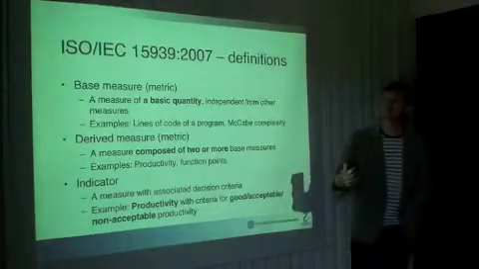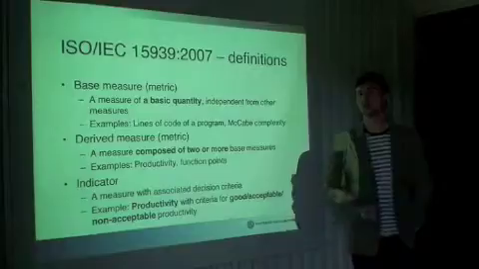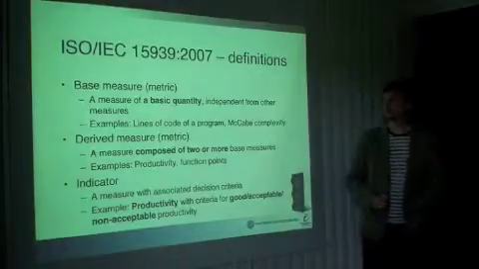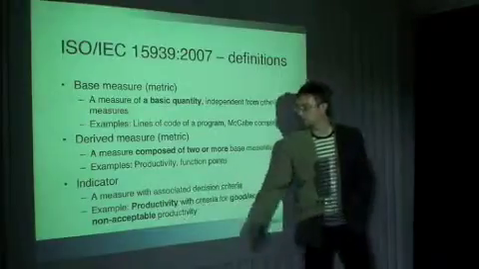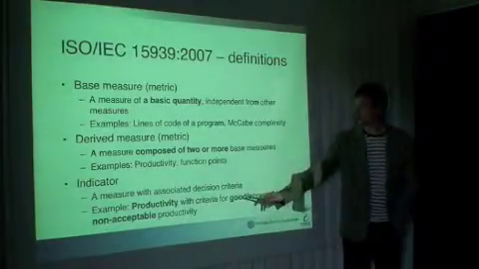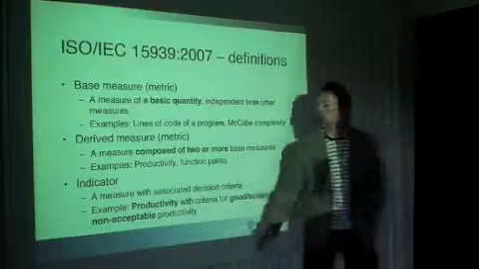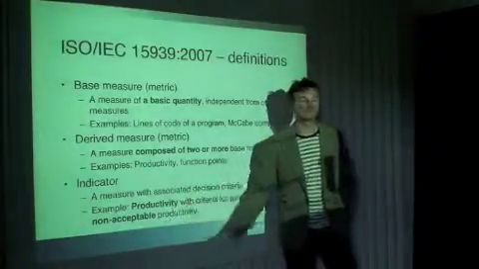Whereas the indicator adds an extra level, as I said before, to a software metric. It defines the analysis model. So as an example, the productivity can have different criteria. We can have a good, acceptable productivity and non-acceptable productivity.